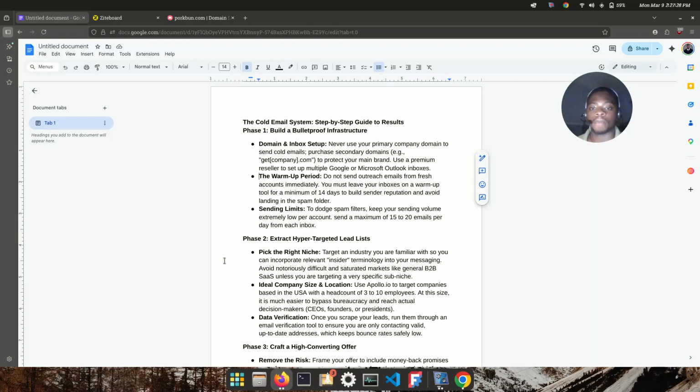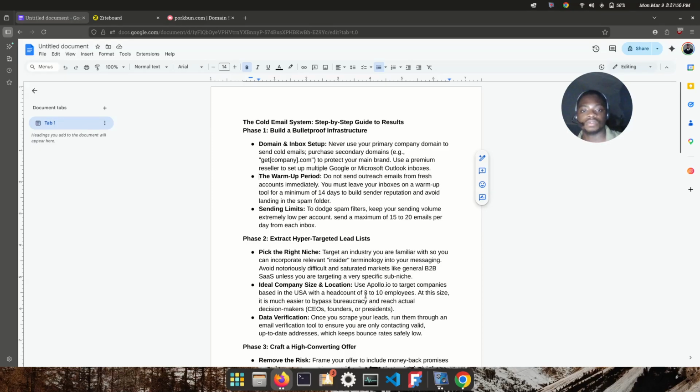So also ideal company size and location. Primarily want to target the US. I don't know where you are or where you're watching this from, but targeting North America and Europe tends to do best. This is where businesses actually run. This is where a lot of things actually happen. Use Apollo.io to target companies based in the USA with a headcount of 3 to 10 employees.